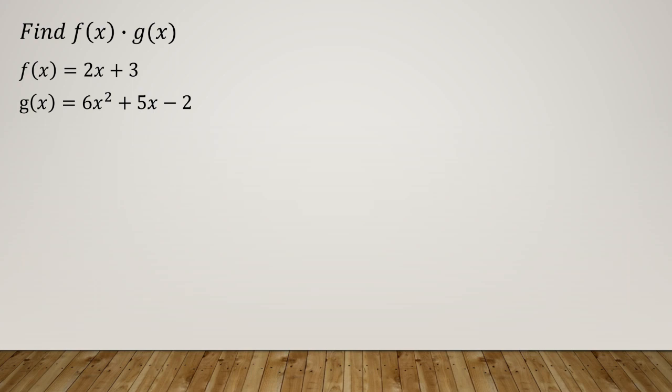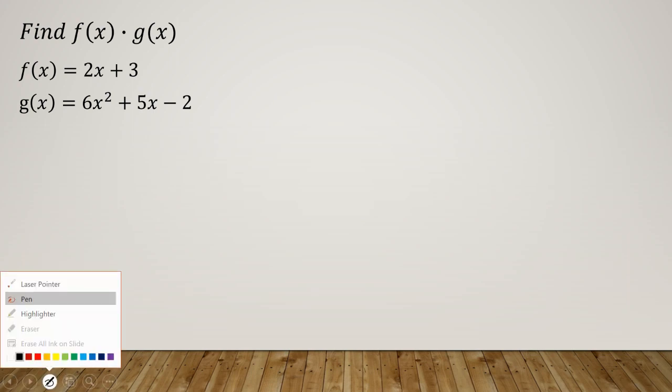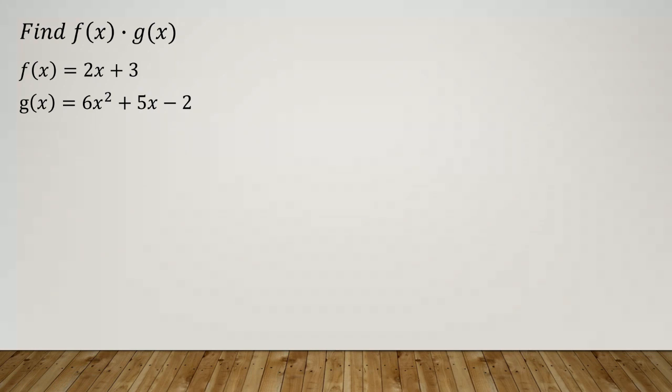Right, so for this problem, just like the other ones, the key is making sure you understand what it's asking you to do. So it says find f of x times g of x, so you know you're going to be multiplying these things together. And since it's 2 terms times 3 terms, I like to use the box method for multiplying. So we're just going to go ahead and draw a box.